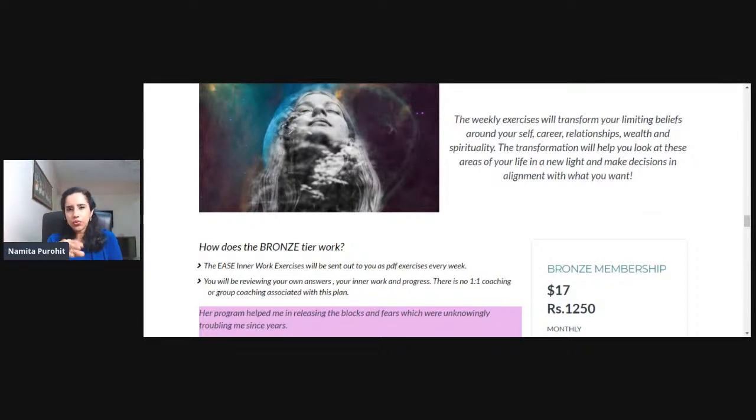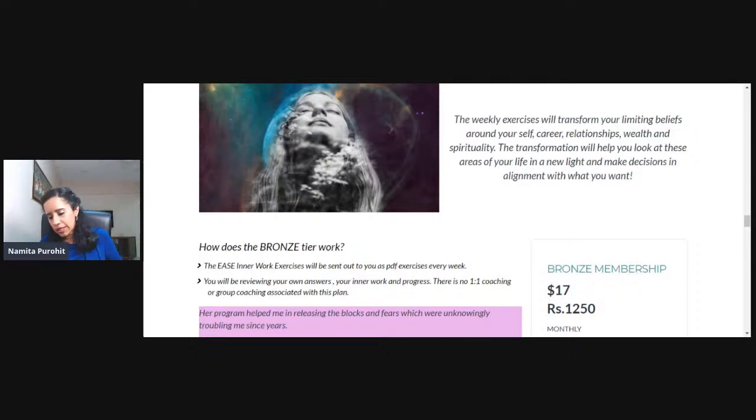So, silver and gold is also working on their different areas of their life. And I haven't talked about that, but that's what's happening in the connect stage. Every time you come back to the connect, you're working on these different areas of your life and you're working on your mindset, right? And there's no one on one coaching or group coaching associated with this plan, but you are also part of the same community and you can ask questions and get answers. And this is a budget program. And you truly work on your inner work and you truly work on your progress.